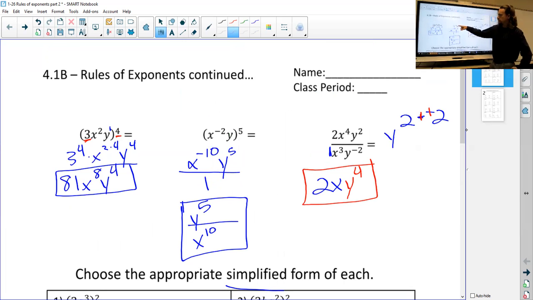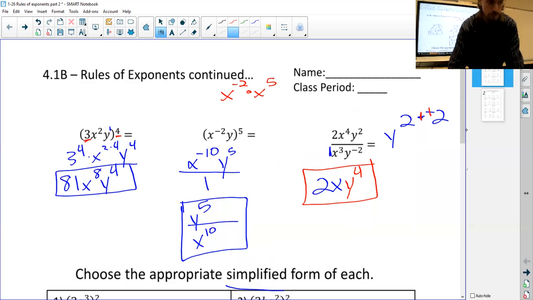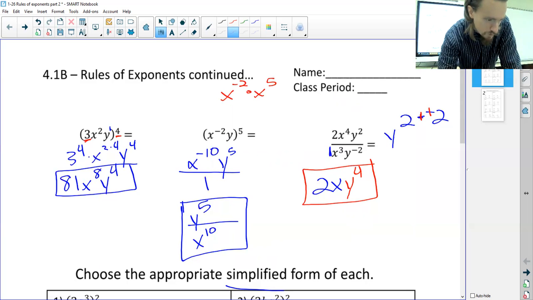Remember, if you have an exponent raised to another exponent, you don't add them, you multiply. The only time you add exponents together would be if it was x to the negative 2nd times x to the 5th. Okay, if it's the same base and they're being multiplied together, that's when you add them together. But if it's a power raised to another power, you multiply those powers together. Okay, hopefully that makes sense. So give it some practice. Let me know if you get stuck.